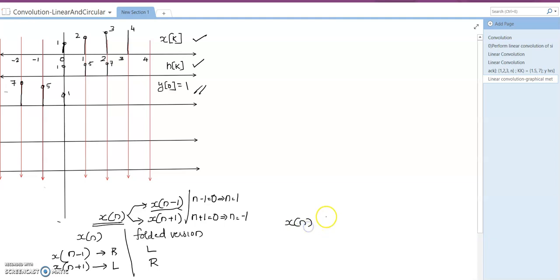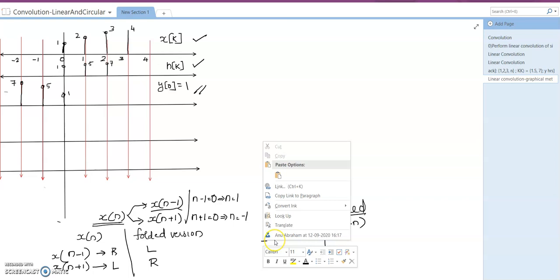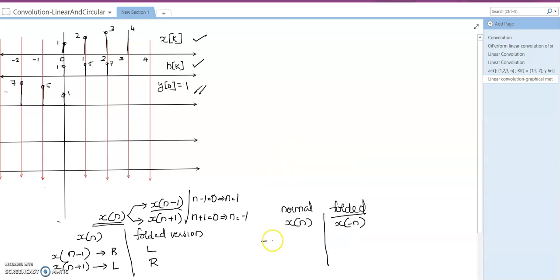So if it is x of n, the normal signal, and if it is folded signal x of minus n, a shift of minus k, please note that there's a change in the variable over here, so that has to be correctly understood. Shift of minus k will indicate a shift to right. A shift of plus k indicates a shift to left.